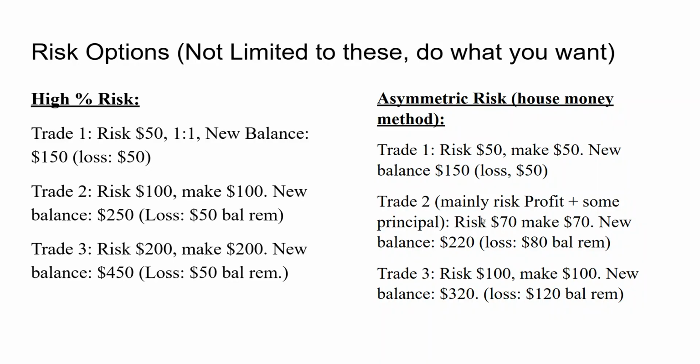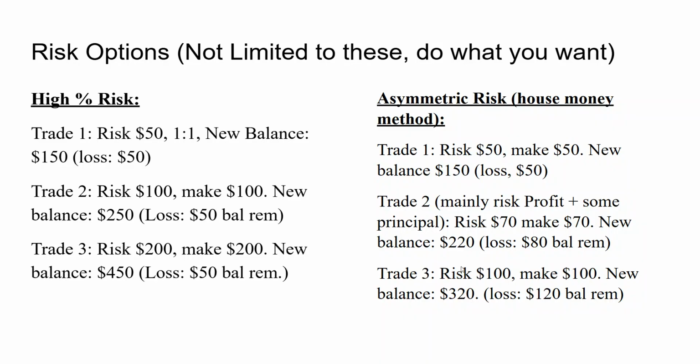So trade 2, you could risk 50 bucks out of the 50 you just made, plus another 20 of your own. So 50, and I'm using those numbers arbitrarily, use whatever you want. So that will be a total of 70 bucks. So again, risk 50 of your profit and 20 of your own principal, and you're still sticking with one-to-one. So you're risking 70 to make 70. So if you lose here, you'll be left with 80 bucks. But if you win here, you'll get 220. So you see here, it's a little less than the high percentage risk person.